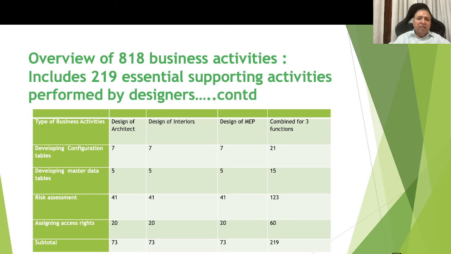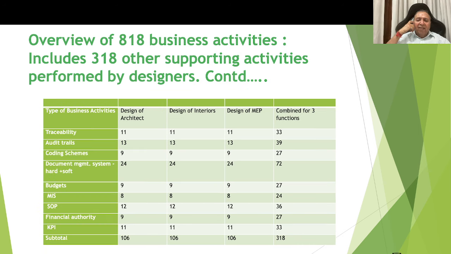There are 219 essential supporting activities which are listed in this presentation. Now, these include development of the configuration tables, 21 activities, development of master data tables, 15 activities, risk assessment, 123 activities, assigning access rights, 60 activities, and total 219. Now, these activities are equally divided amongst each of the functions, that is design of architecture, design of interior, and design of MEP. For example, 21 activities for design of configuration tables are at the rate of 7 per function, and so on and so forth.